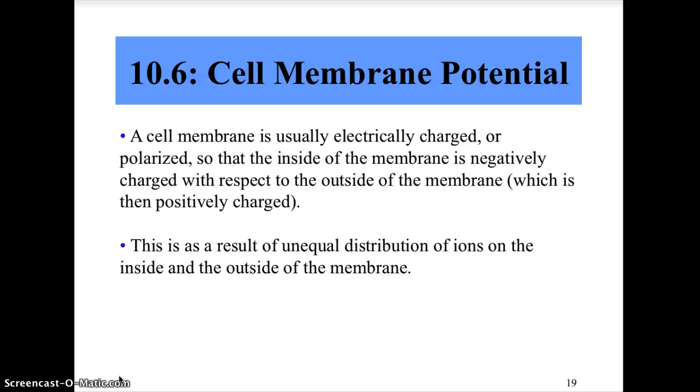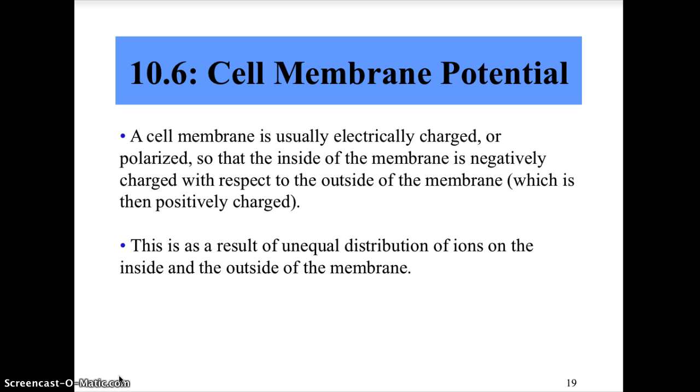Cell membrane potential, nervous system. A cell membrane is usually electrically charged. You have both positive and negative ions. And when you have that electrical charge on the cell membrane of a nerve cell, you say it's polarized, so that the inside of the membrane is negatively charged with respect to the outside of the membrane being positively charged.